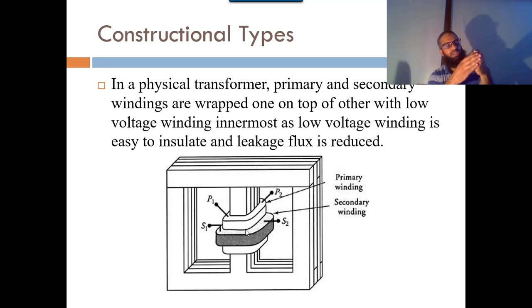So the primary is in the center, and above the primary we would have the secondary winding. Usually in practice, the side where the voltage level is high is under the side of the winding, and the side where the voltage level is high is above, on the above side of the winding.